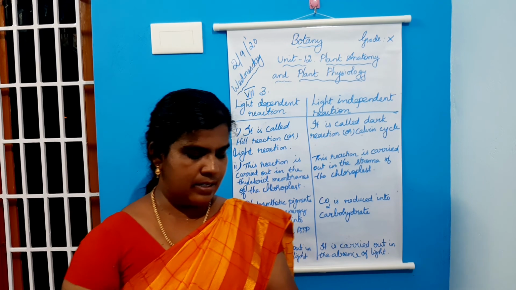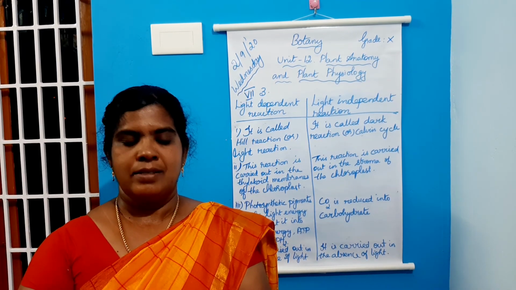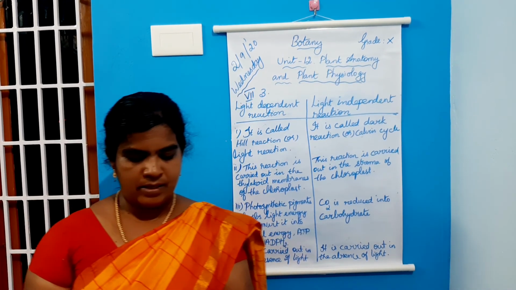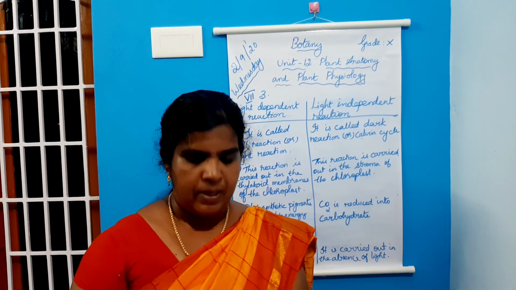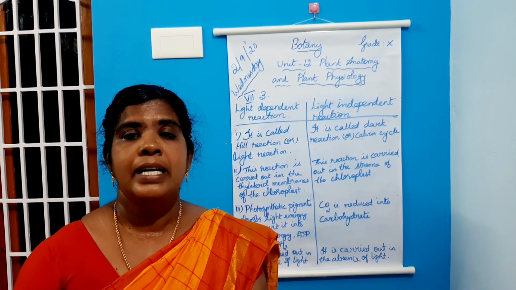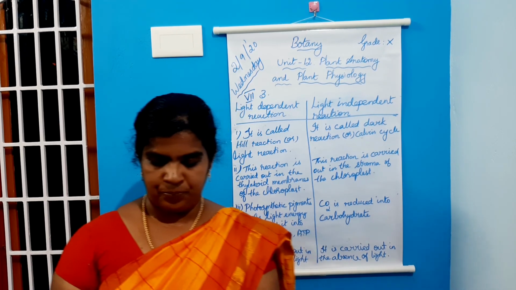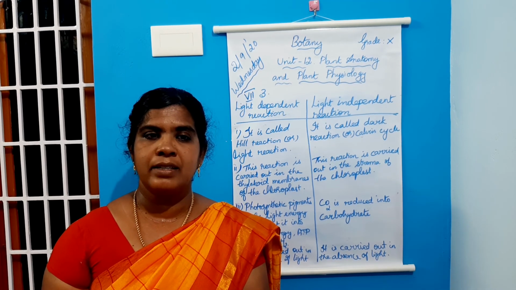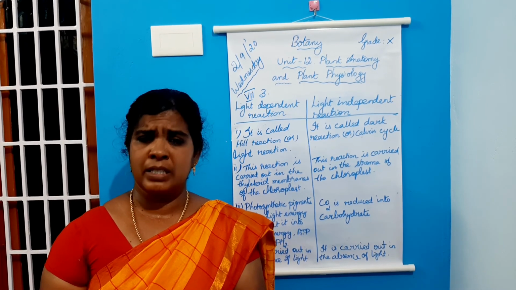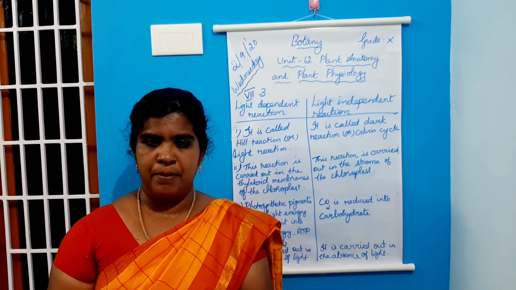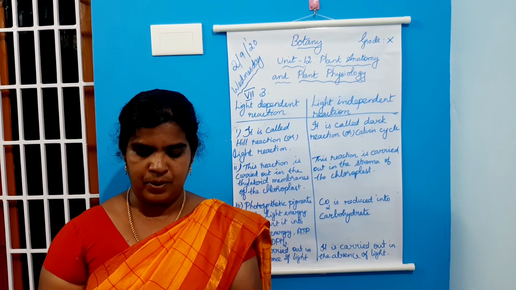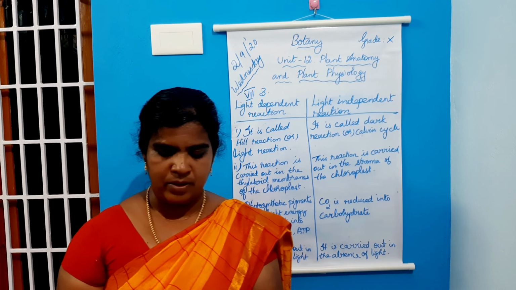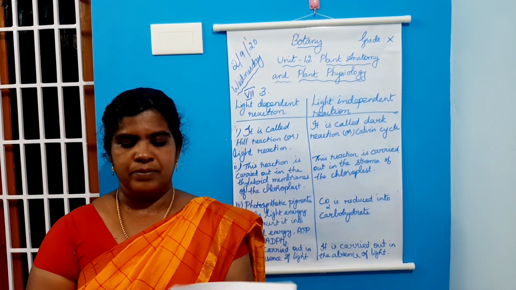Reactants of light reaction are water, sunlight and pigments. Products produced in light reaction are ATP and NADPH2. Then reactants of dark reaction are CO2, ATP and NADPH2. Products are glucose, water and oxygen.